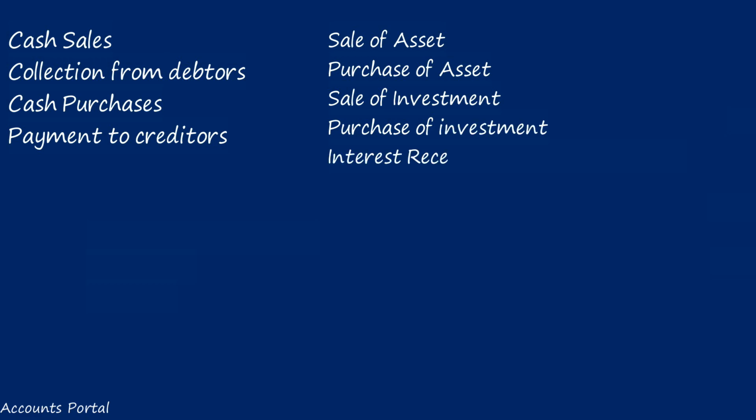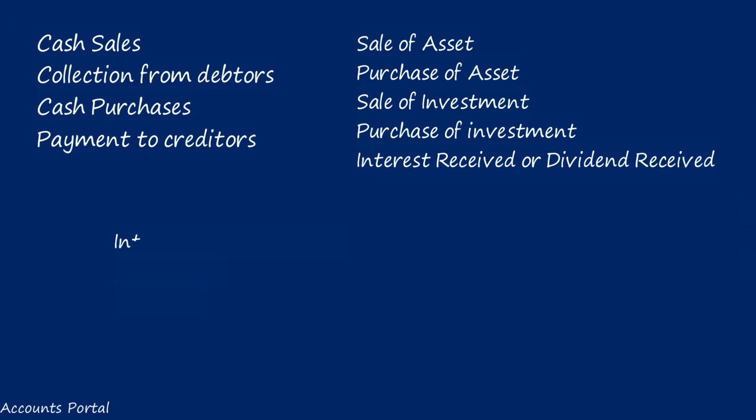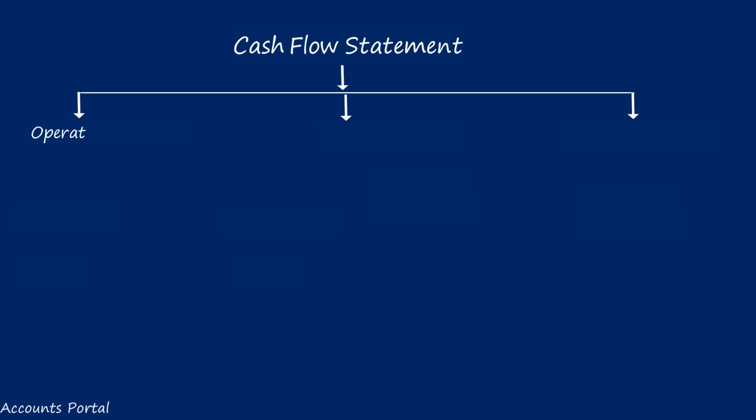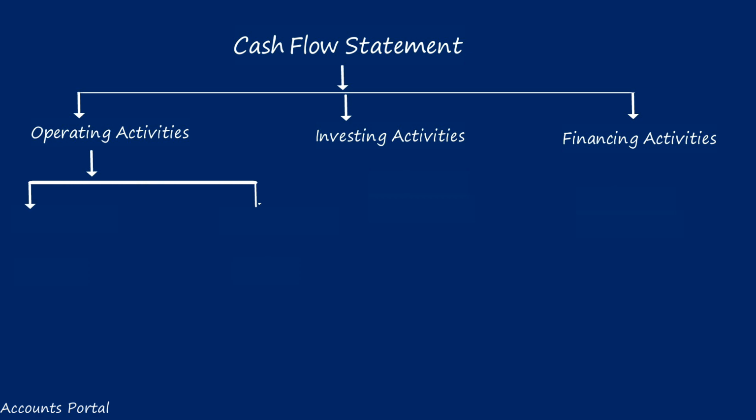Interest received or dividend received or rent received is an inflow. Interest or dividend paid is an outflow. Loan taken, an inflow. Loan paid, outflow. With respect to operating activities, there are two methods. One is direct method and the other one is indirect method. Direct method is mandatory for insurance companies, whereas indirect method is mandatory for listed companies. For other entities, it's a choice.